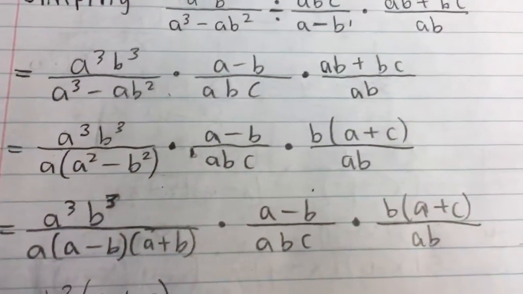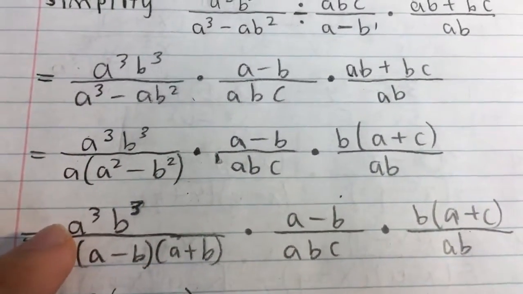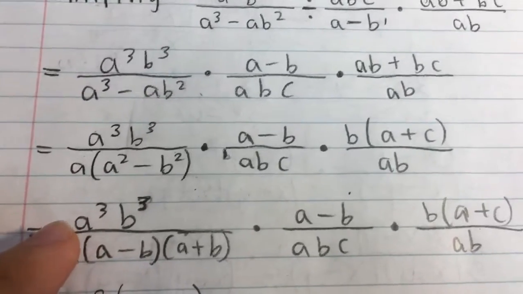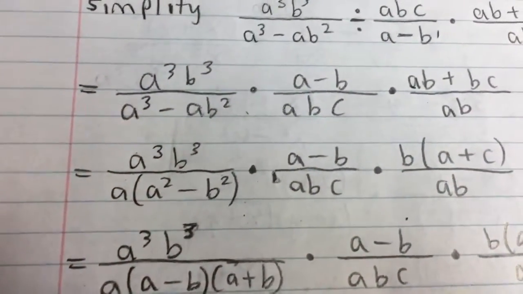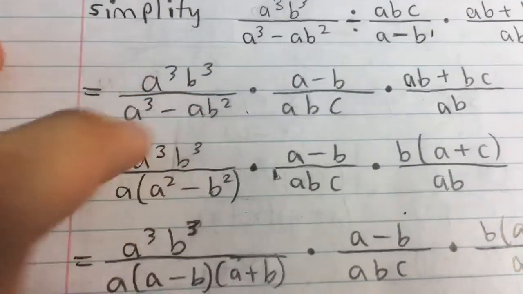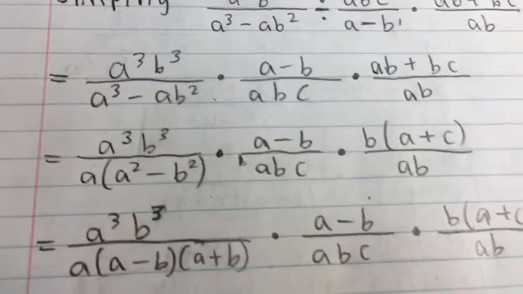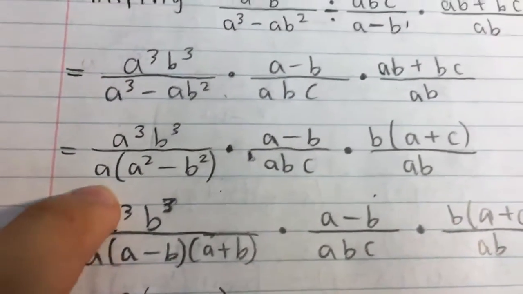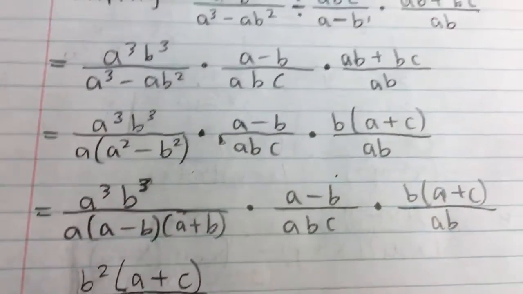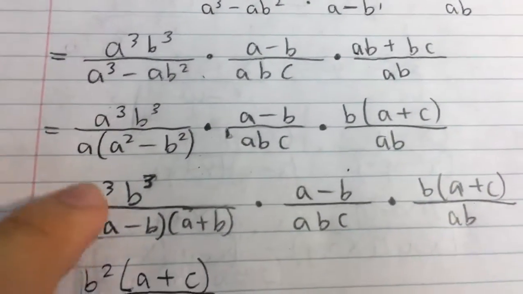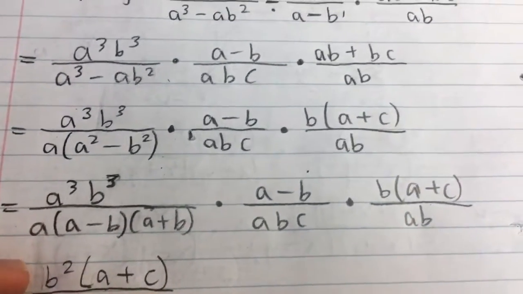I'm going to factor as much as I can all of these terms, and I'm going to try to cancel some stuff out. So first off, a cubed, b cubed, can't factor anything there. There's only one term anyway. But here you can see that there's two terms and they both have a common factor of a. So I can factor out an a and I'll be left with a squared minus b squared. And notice that's a difference of squares. And so I can write this as a minus b times a plus b.